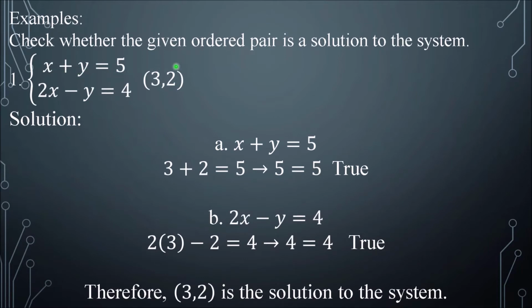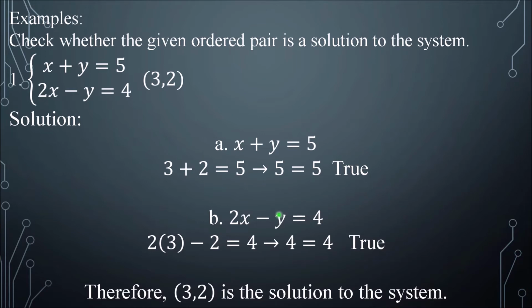Check whether the given ordered pair is a solution to the system. So we're going to check if (3, 2) is a solution of x plus y equals 5 and 2x minus y equals 4. Now let's take the first equation, x plus y equals 5. We will substitute 3 for x and 2 for y. So 3 plus 2 equals 5. 5 is equal to 5, which is true.